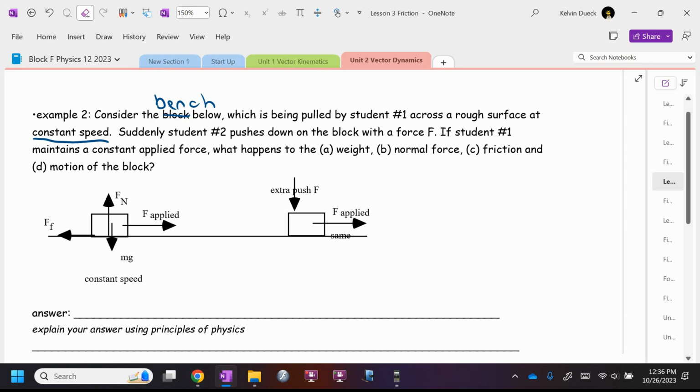Suddenly, student number 2 pushes down on the block with a force. Gibson comes along and decides he's going to sit on the bench while Anderson is trying to push it. You've probably seen that happen once or twice before. If Anderson doesn't change his pushing force from before, what happens to A, the weight, B, the normal force, C, friction, and D, the motion of the block? Well, to get a handle on what's really going on, this is a job for a free body diagram.